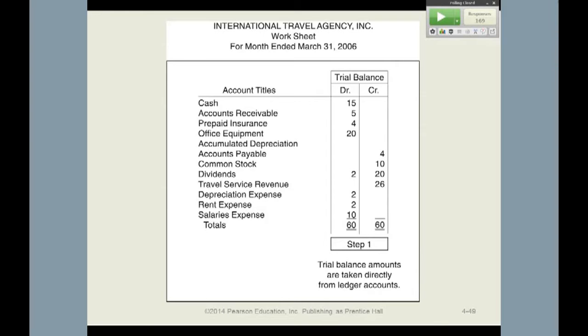Right, so common stock is 20. Accumulated depreciation is 4. Accounts payable is 10. And common stock is 20. Right. So those are your unadjusted trial balance numbers. Right, so let me just make that correction.